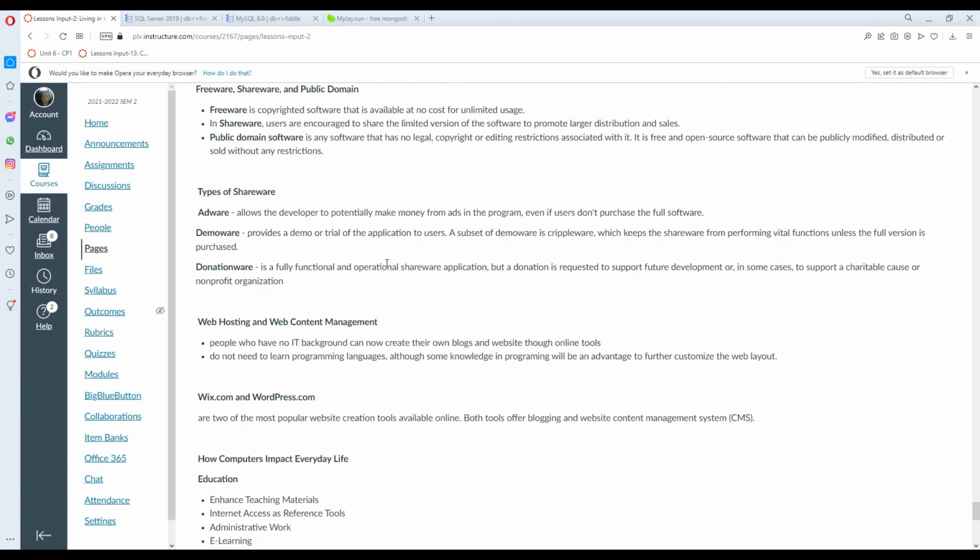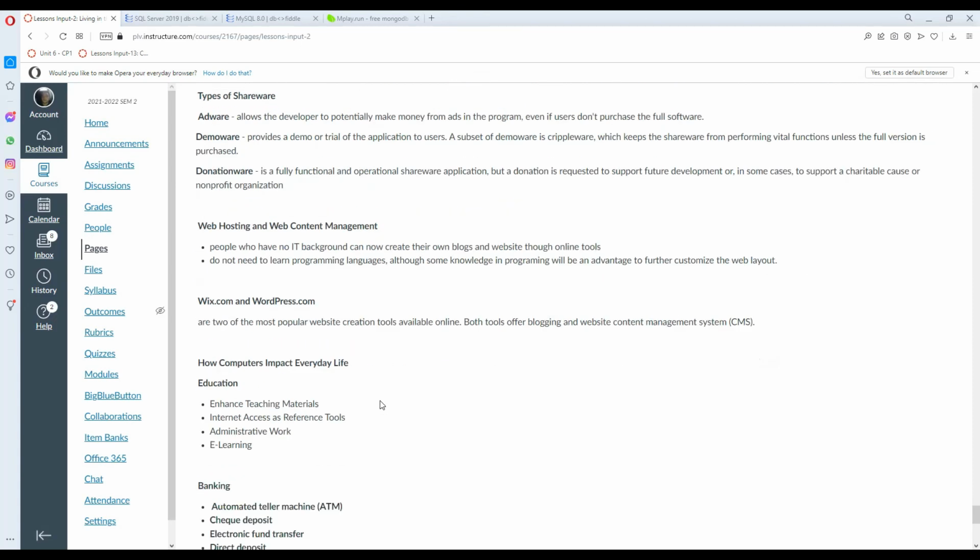Types of shareware, we have adware, allows the developer to potentially make money from ads in the program, even if users don't purchase the full software. We have demoware, provides a demo or trial of the applications to the user. One of the subset is called crippleware, which keeps the shareware from performing vital functions unless the full version is purchased. We also have donationware, so fully functional and operational shareware application, but a donation is requested to support future development or to support a charitable cause or nonprofit organization.